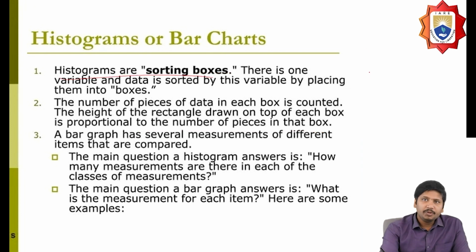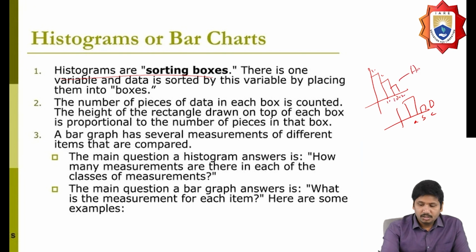So histograms are what we call sorting boxes, and the number of pieces in each box will have to be counted. The bar graph should also have different types of measurements of different items, but in a histogram we show the data in between the intervals. In a bar chart, we are not going to present that.